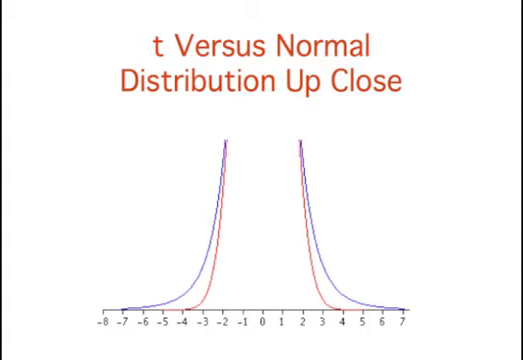Recall that with a normal distribution, 95% of the distribution is within 1.96 standard deviations of the mean. In this t-distribution, 95% of the distribution is within 2.78 standard deviations of the mean. Therefore, when computing the 95% confidence interval with a sample size of 5, you multiply the standard error of the mean by 2.78 rather than 1.96.